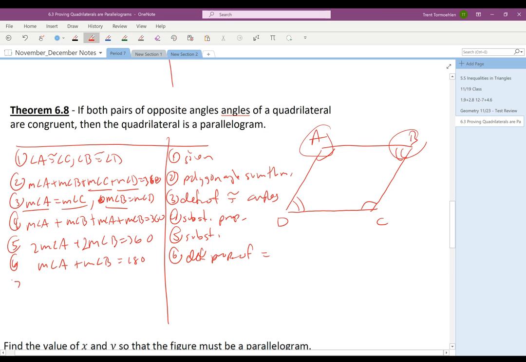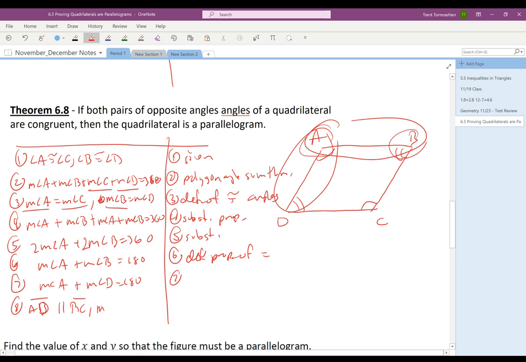Then we can do another substitution, plugging in measure of angle D for B. And the reason I do both of those is now I know that A and B are supplementary. So that means that AD is parallel to BC. And then I also now have shown that A and D are supplementary. So that means that AB is parallel to CD. And that is by the converse of the same side interior angles theorem.